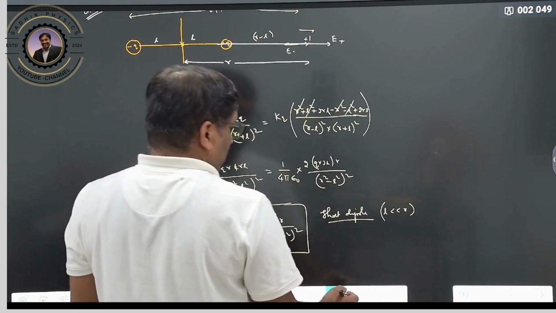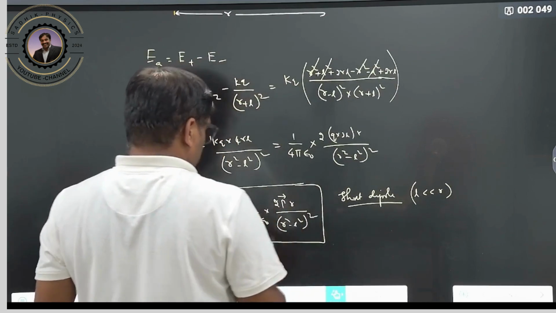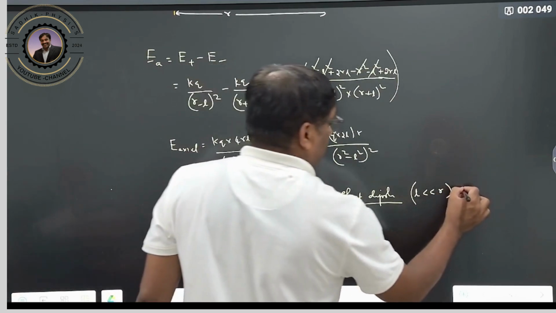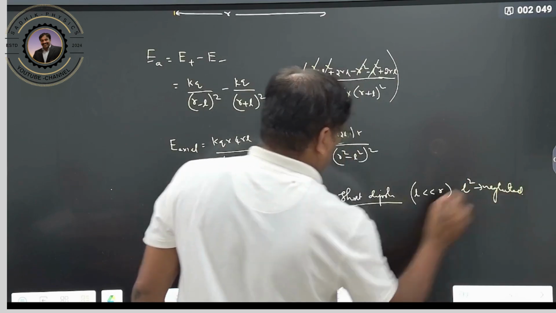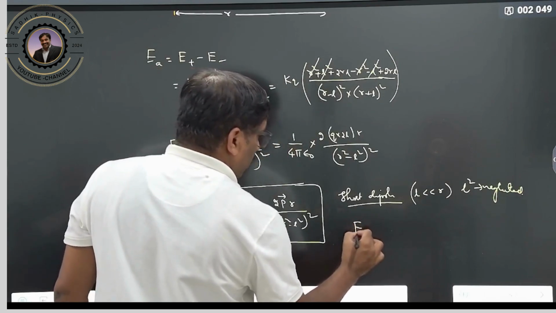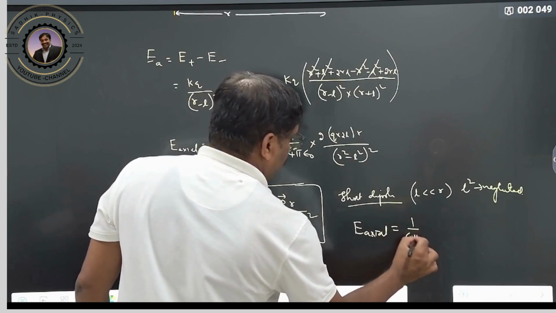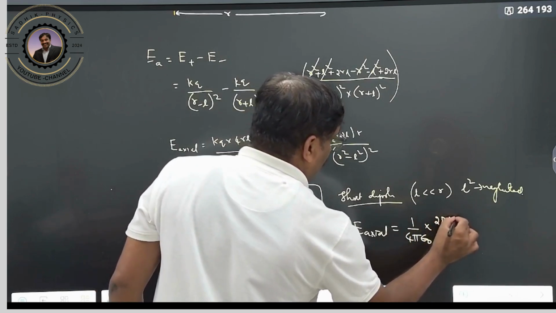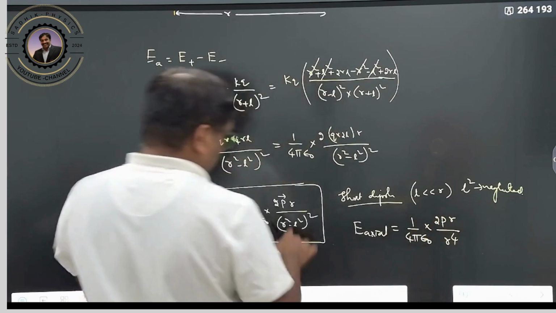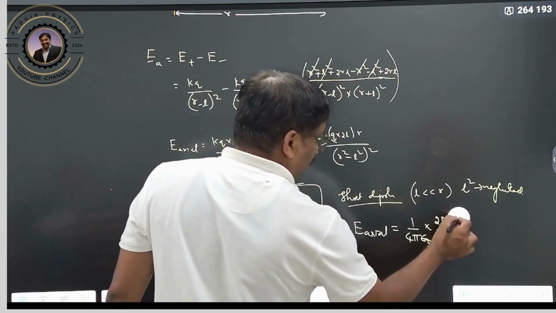Since L is already small, L square can be neglected. So what can we write now? E along the axial is 1 by 4 pi epsilon naught into 2pr divided by r to the power of 4, because L square is removed, whole to the power of 4. Therefore you can cancel it here.